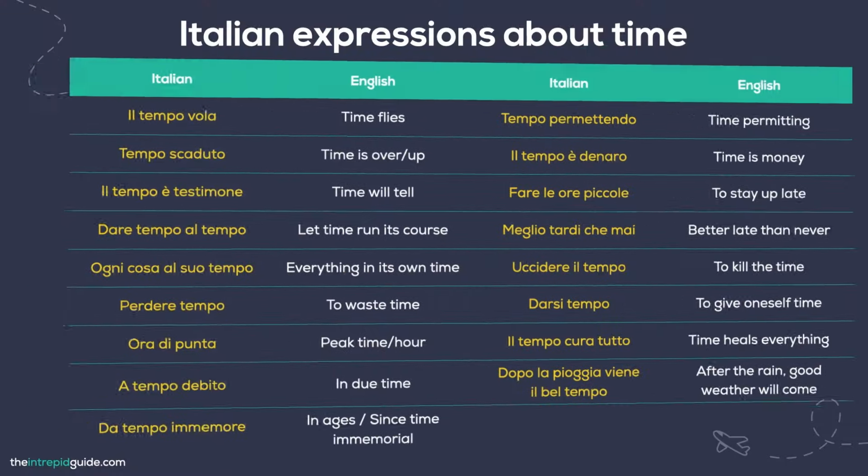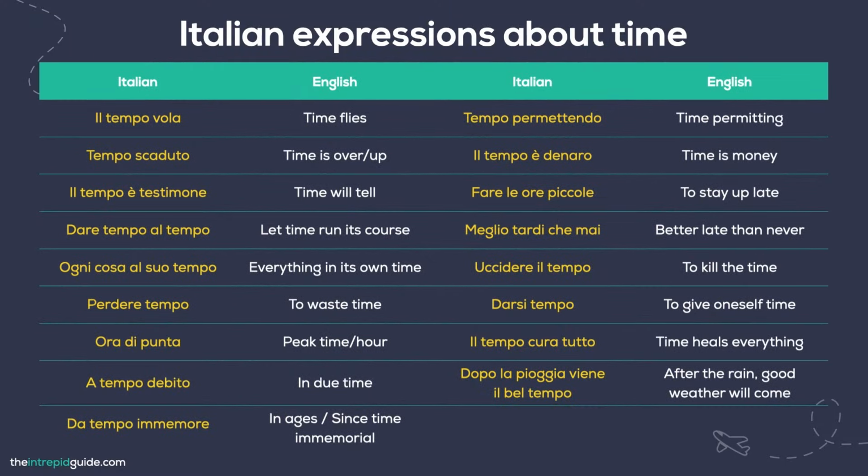Now, Italian is rich with sayings and idiomatic expressions revolving around the concept of time. Here are the most common ones that you'll hear in everyday conversation. Il tempo vola. Time flies. Tempo scaduto. Time is over. Il tempo è testimone. Time will tell. Dare tempo al tempo. Let time run its course. Ogni cosa al suo tempo. Everything in its own time. Perdere tempo. To waste time. Ora di punta. Peak time. A tempo debito. In due time.